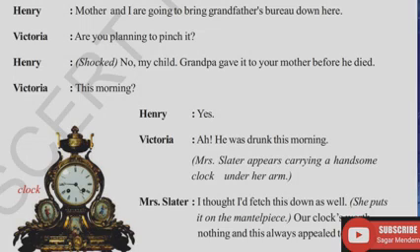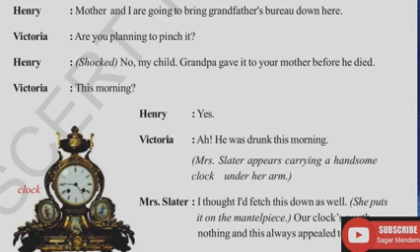No, no, my child. Grandpa gave it to your mother before he died. This morning? Yes. Oh, he was drunk this morning. I thought I had fetched this down as well. Our clock's worth nothing, and this always appealed to me.